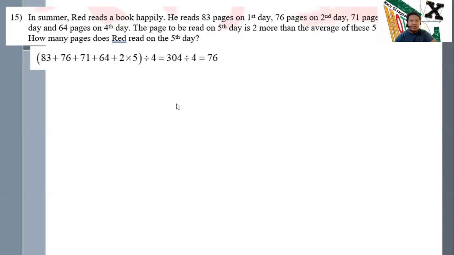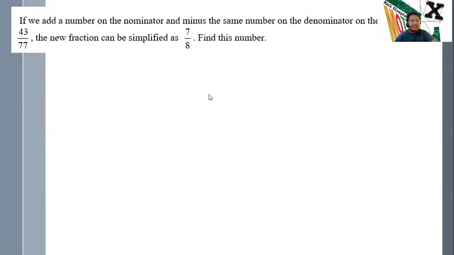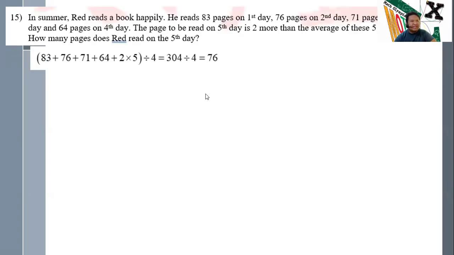That's 304. Okay, wait. Sorry, for this one here, 76. Okay, how many pages does he read on the 5th day? So for that one here, we're trying to find the average first of the first 4 days, so disregarding that one. Okay, 2 more than the average in the first 5 days. So what will we do for this one? How do we solve for that one exactly?